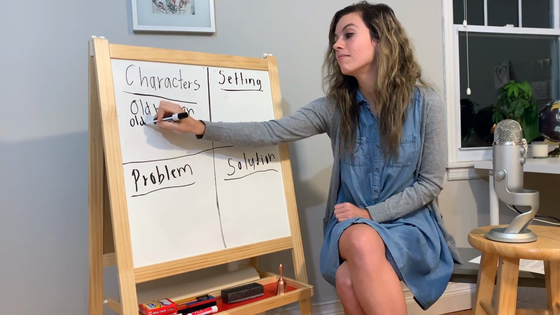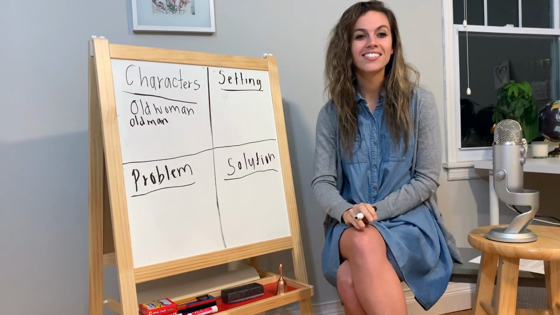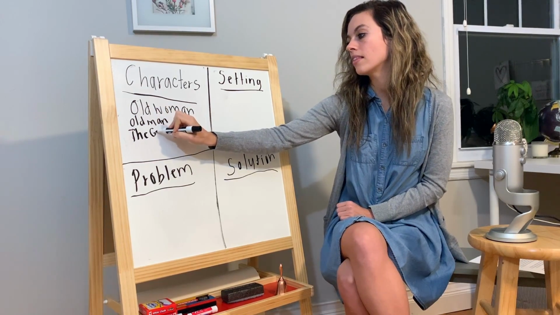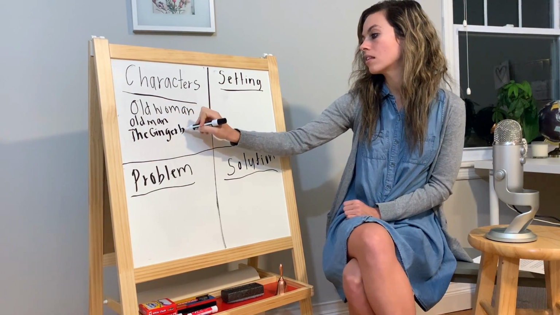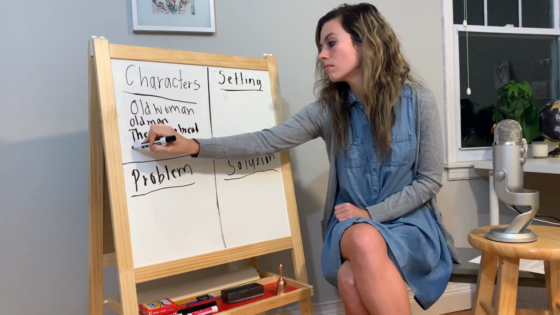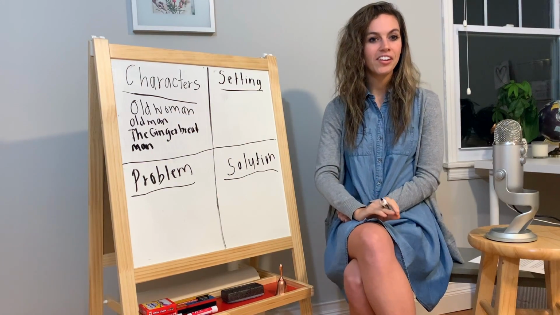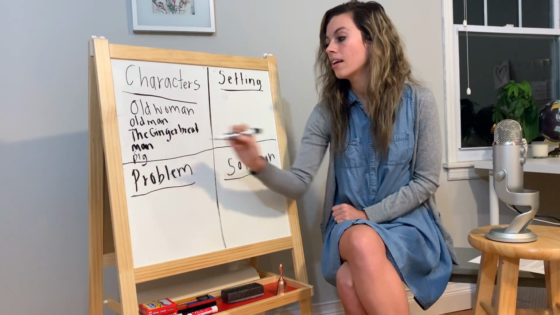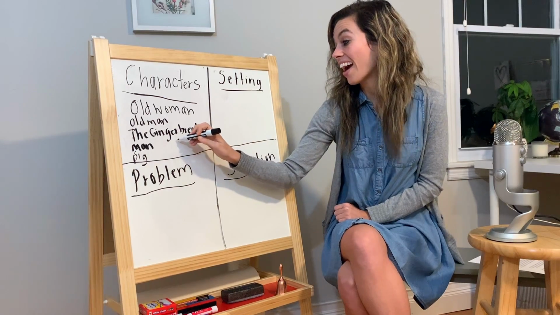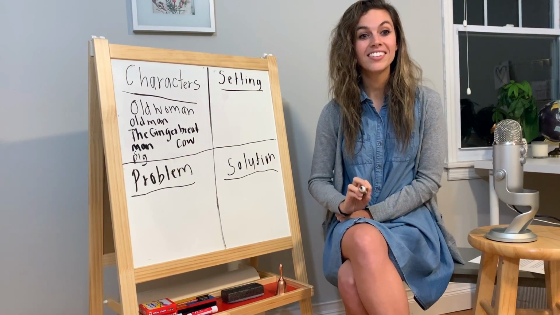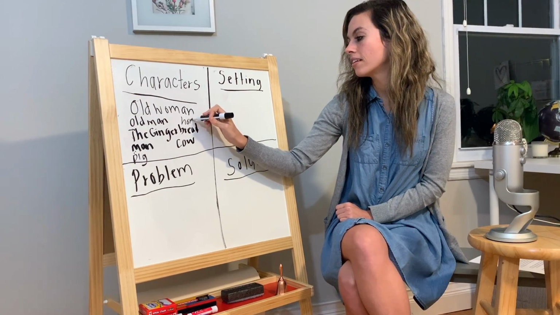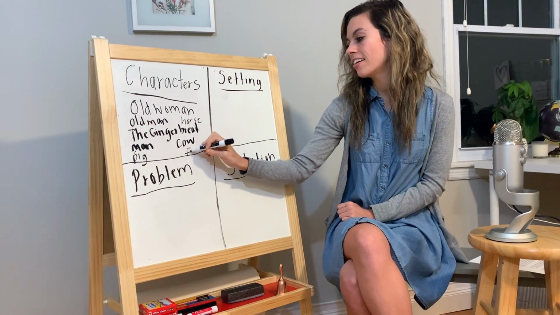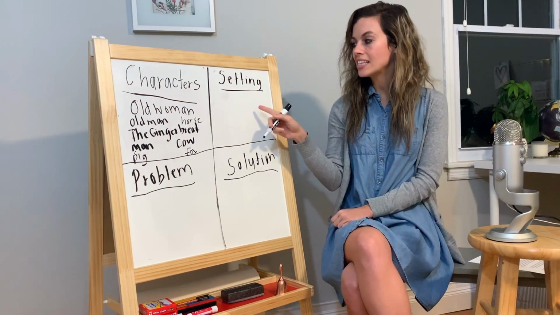Old man. Any others? Yes. The Gingerbread Man. Were there any other characters in this book? Yes, the pig. Any others? The cow. Any others? The horse. Any others? The fox. Wait, I think that's all the characters.